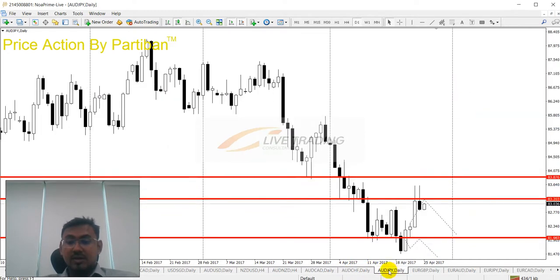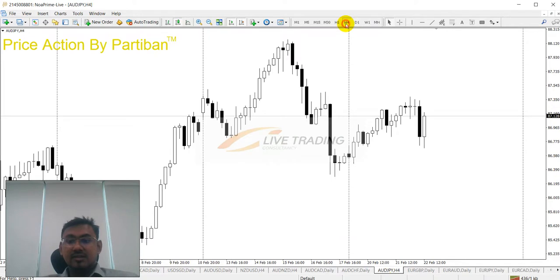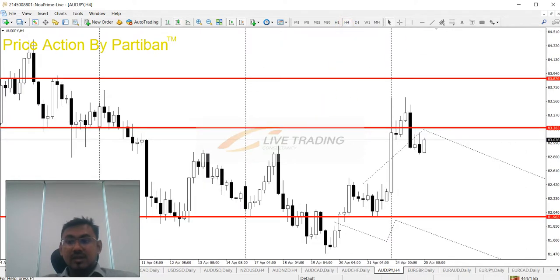It's choppy. Aussie yen. This is interesting. You can wait for a pullback to this level or slightly higher. A lot of sellers will be coming in here. Then market will drop.